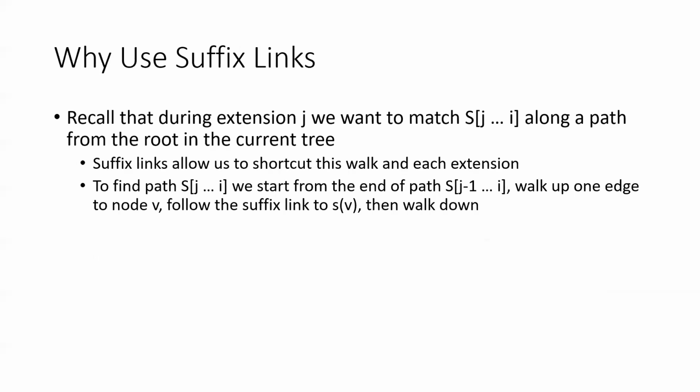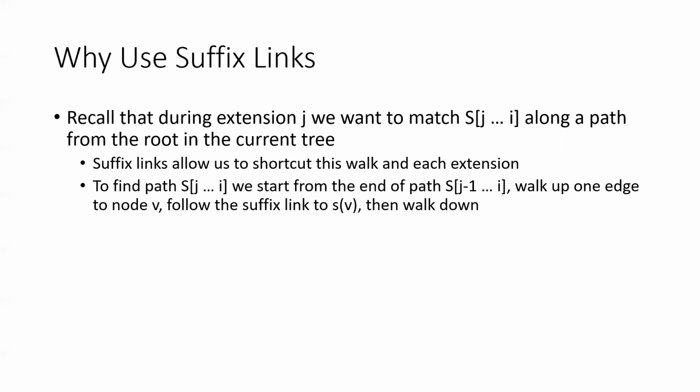So why even use suffix links? Recall that during the jth extension, we are looking to match the substring Sj through I along a path from the root in the current tree. And again, the only mechanism we have to do this is to continuously start at the root and walk down until we find that match. Again, that's no good. But suffix links allow us to shortcut this walk in each extension.